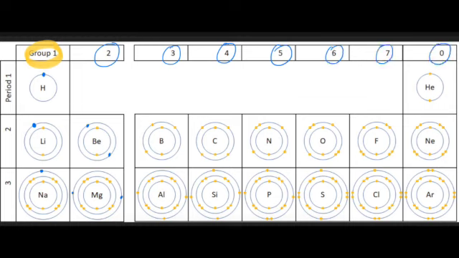The period number actually gives us the number of shells, the total number of shells. So for period 1, all of the atoms have 1 shell, so hydrogen and helium. Period 2, they have 2 shells, and so on and so forth.